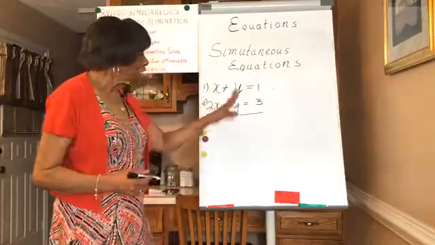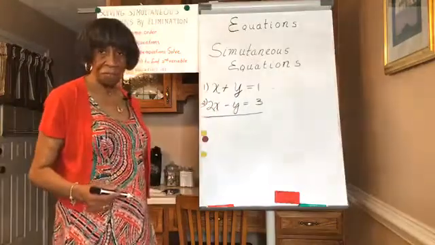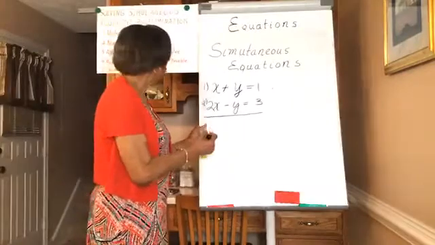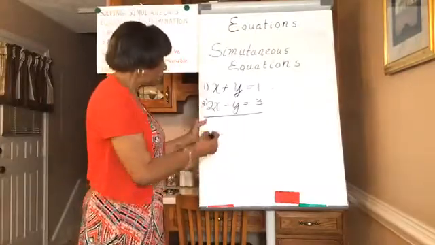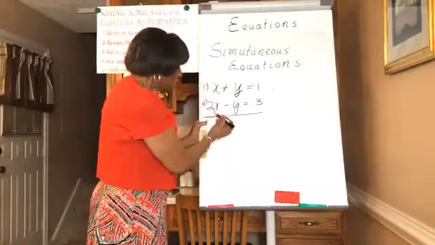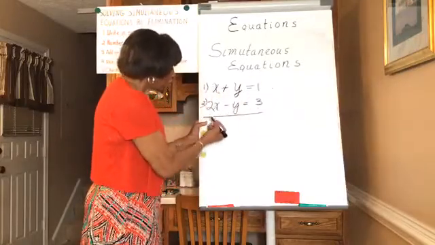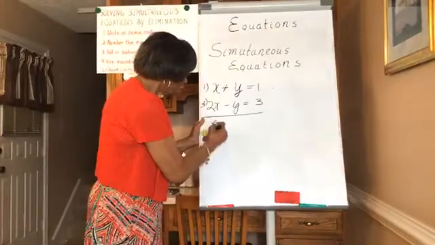So looking at this, I can eliminate y. I can eliminate y by adding. So I'm adding. All right, so I have to add each of these in the equation. So x plus 2x is 3x.